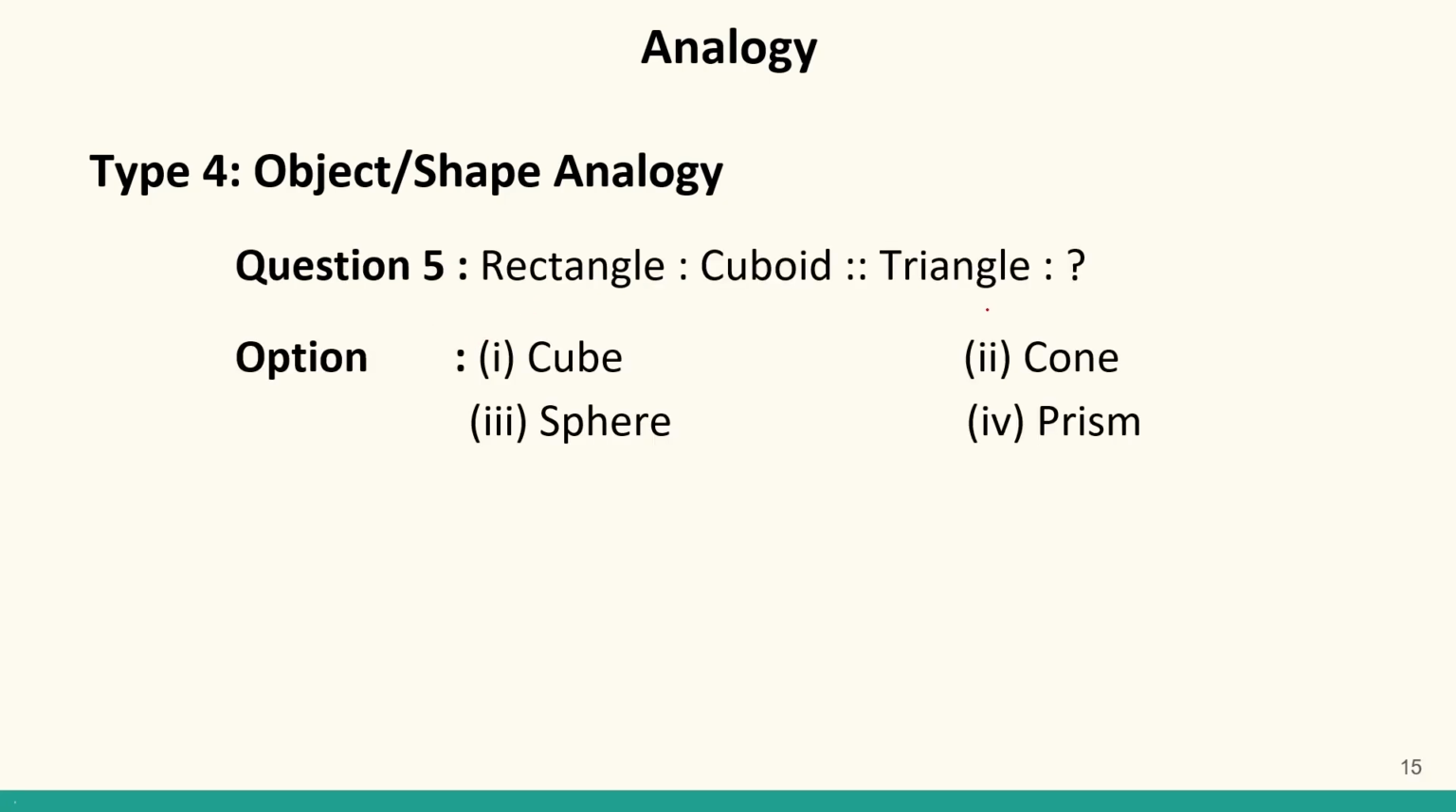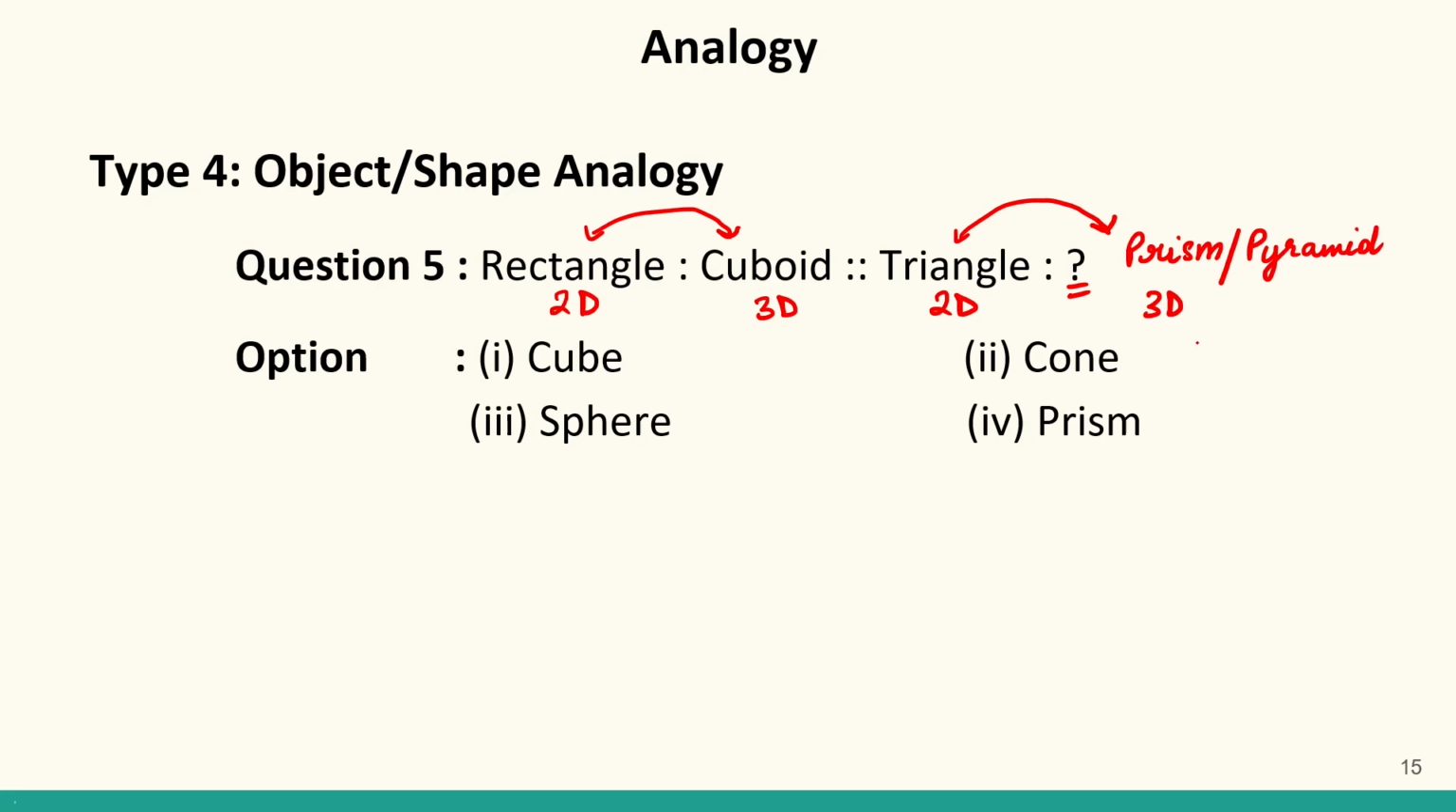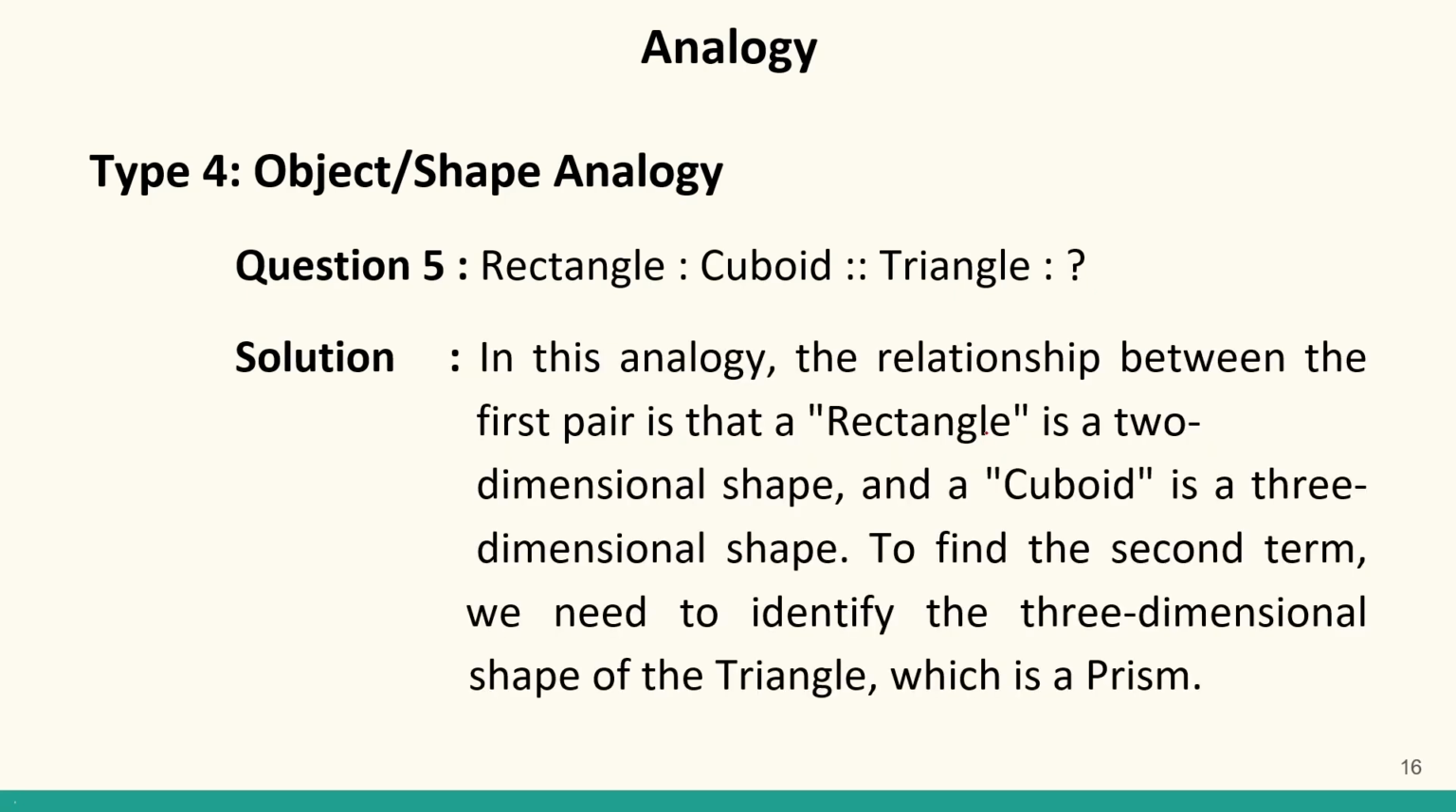Now, similarly, over here rectangle is related to cuboid and we have to find out how triangle is related to this missing element. So rectangle is a 2D image and its corresponding 3D image is called a cuboid. We have already discussed it. Similarly, for a triangle which is a 2D image, the 3D image is called either a prism or it can also be called a pyramid. So in the options, I can see that only option number 4, prism is there. So our answer will be option number 4, prism.